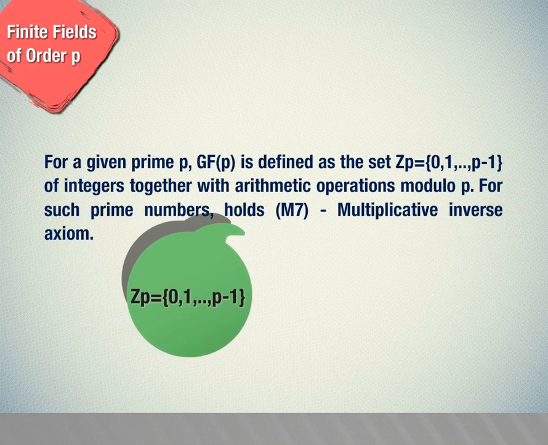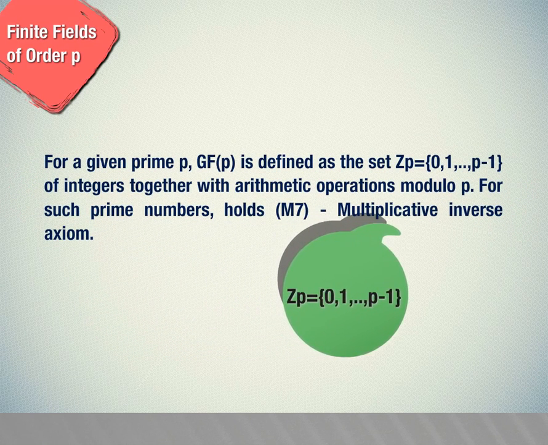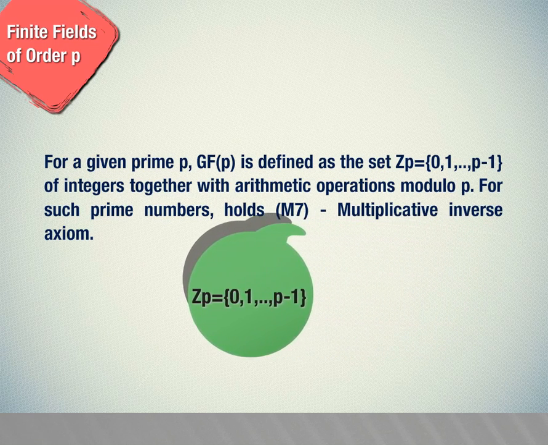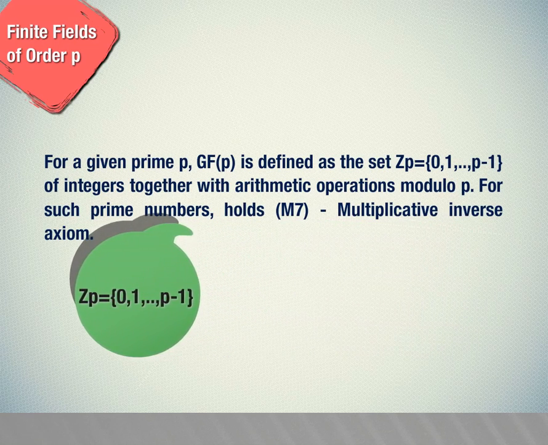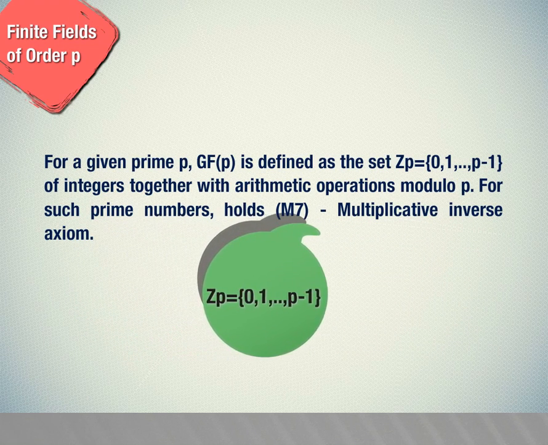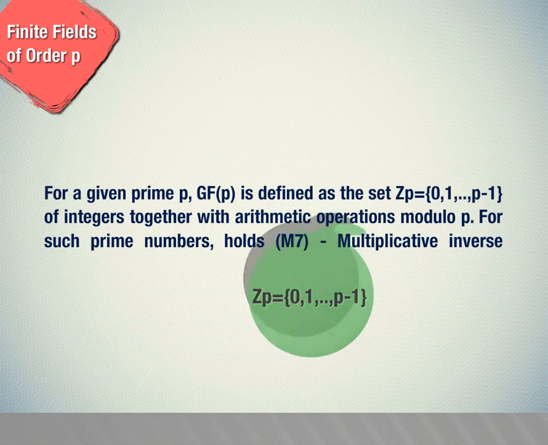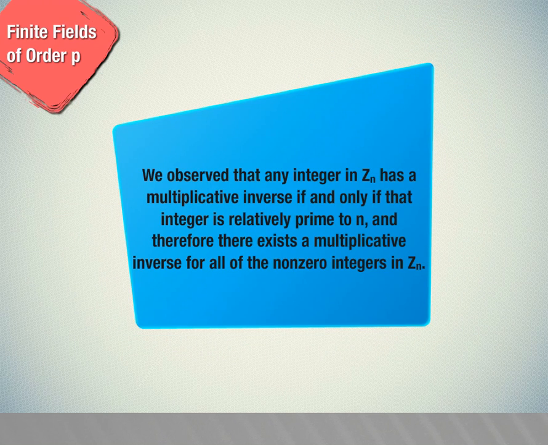Finite fields of order P. For a given prime P, GF of P is defined as the set Zp equal to 0, 1, and so on up to p minus 1 of integers, together with arithmetic operations modulo P. For such prime numbers, the multiplicative inverse axiom M7 holds. We observed that any integer in Zn has a multiplicative inverse if and only if that integer is relatively prime to n, and therefore there exists a multiplicative inverse for all of the non-zero integers in Zn.